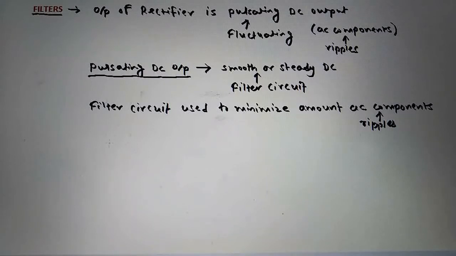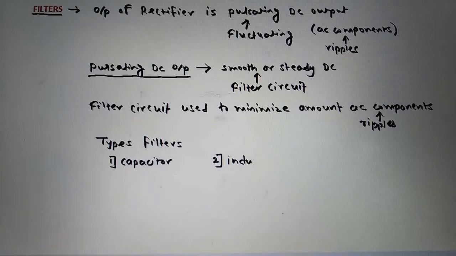Now there are certain types of filters, or you can call them certain types of filter circuits. The first type is the capacitor filter. The second type is the inductor filter. The third type is the LC filter, which is a combination of inductor and capacitor. And the fourth type is the RC filter, which is a combination of resistor and capacitor. So this is the basic function of a filter, and these are the types of filters.